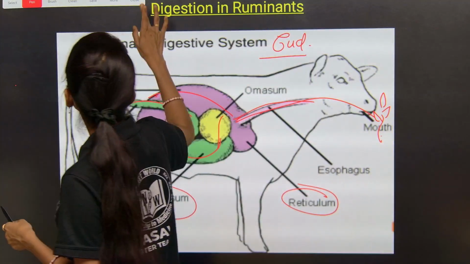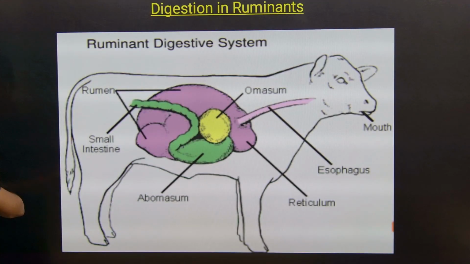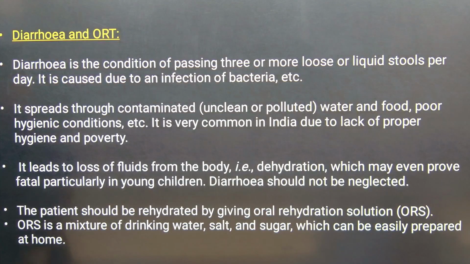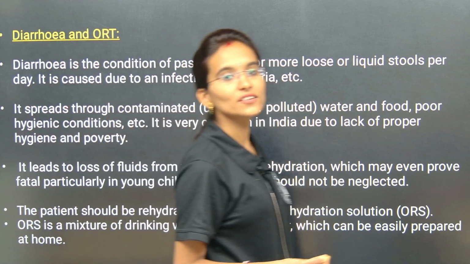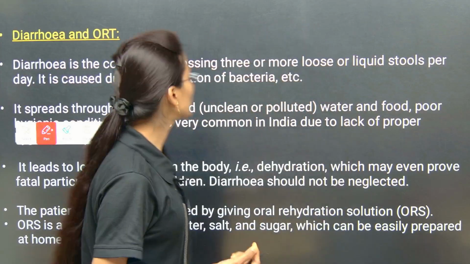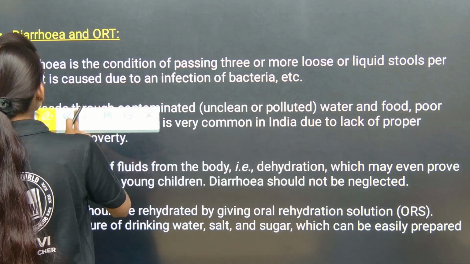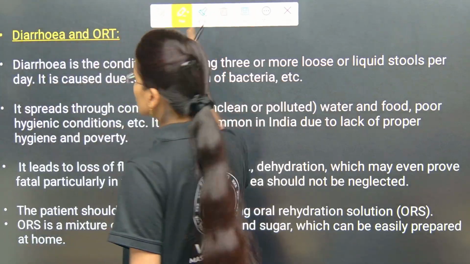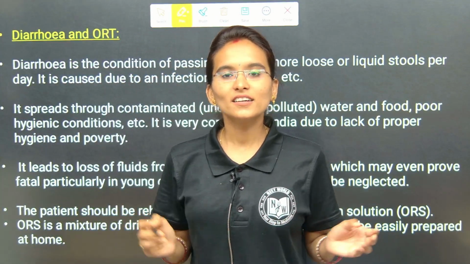Now we will understand a few more interesting topics: diarrhea and ORT. What is diarrhea actually, and what is ORT, oral rehydration therapy. Let us have a look at this. Once we are done with this topic, then the first chapter, nutrition in animals, is going to be done, my dear students.